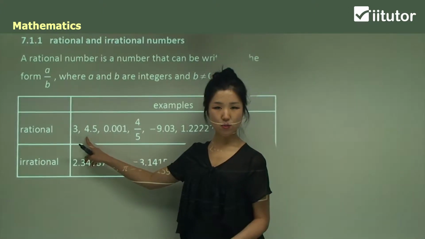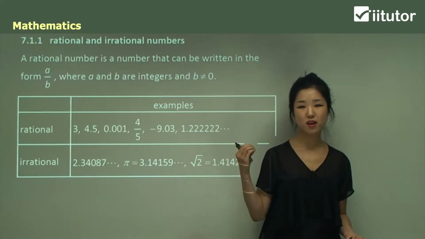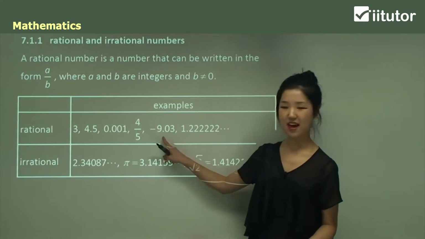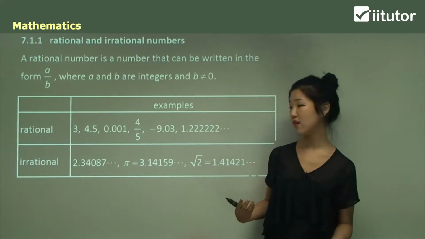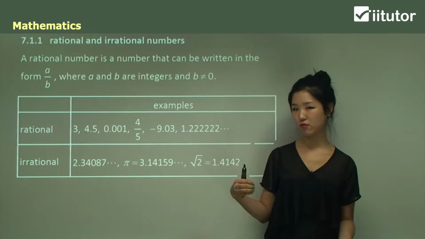4.5, we can change that into a fraction, can't we? And these ones, they're all convertible. It's not fixed as that, is it? We can change it into a fraction. Now, recurring numbers are also convertible. We can change them into fractions.